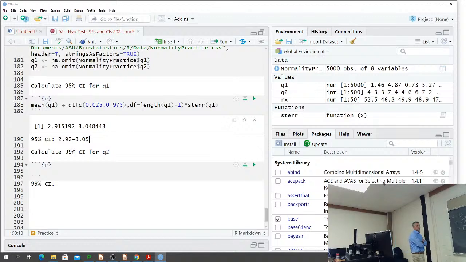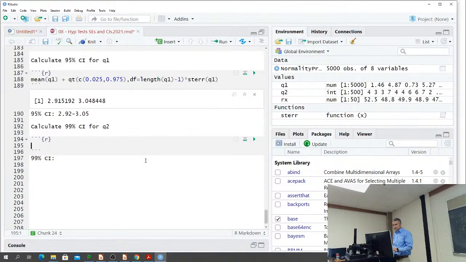Here's my value. Again, we imported the data. We pulled out that Q1 vector and stripped out all the NAs, which I don't think there were any NAs in the Q1 vector. But once we have that vector, our confidence interval is the mean of that vector plus or minus the qt value, which gives us a 95% confidence interval: 0.025 and 0.975, with degrees of freedom the length minus 1, times the standard error of Q1. And I get 2.92 up to 3.05. What did you get for the 95% confidence interval?